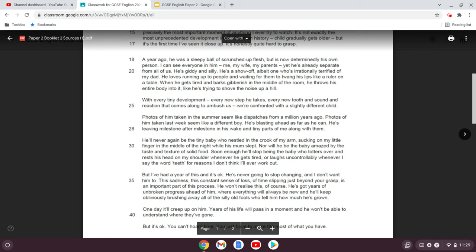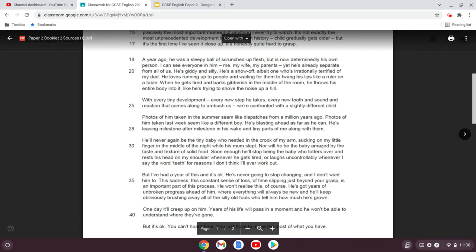With every tiny development, every new step he takes, every new tooth and sound and reaction that comes along to ambush us, we're confronted with a slightly different child. Photos of him taken in the summer seem like dispatches from a million years ago. Photos of him taken last week seem like a different boy. He's blasting ahead as far as he can. He's leaving milestone after milestone in his wake and tiny parts of me along with him.